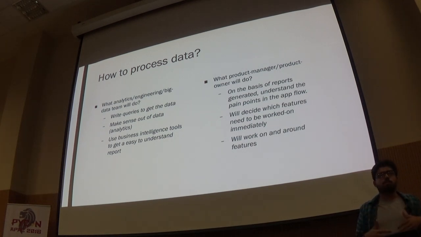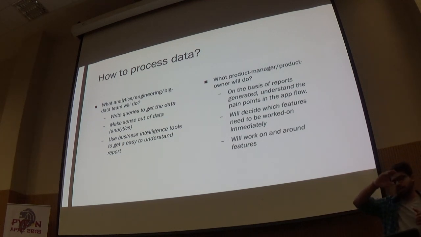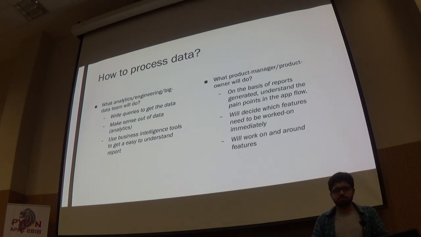And then they might use some business intelligence tools to get an easy-to-understand report. So we have data, then we have information, and then we have knowledge. These are the three things that a team will do. Then this part will be given to the product manager. On the basis of that knowledge, the product manager will understand the pain points in the app flow, decide which features are to be worked on immediately, and work on or around that feature.